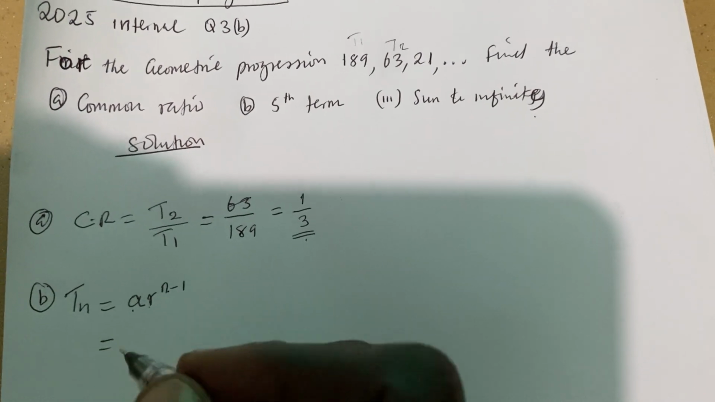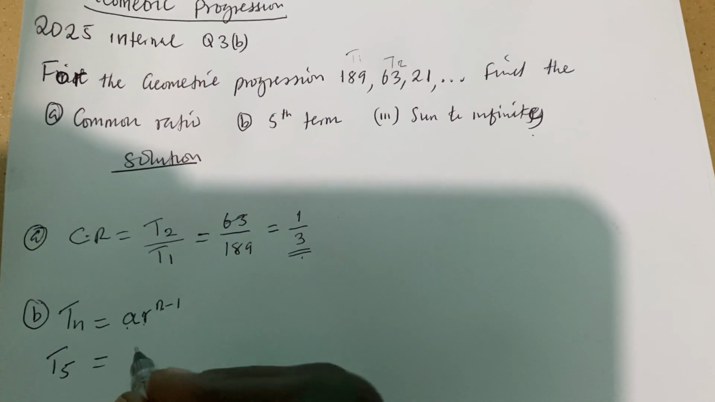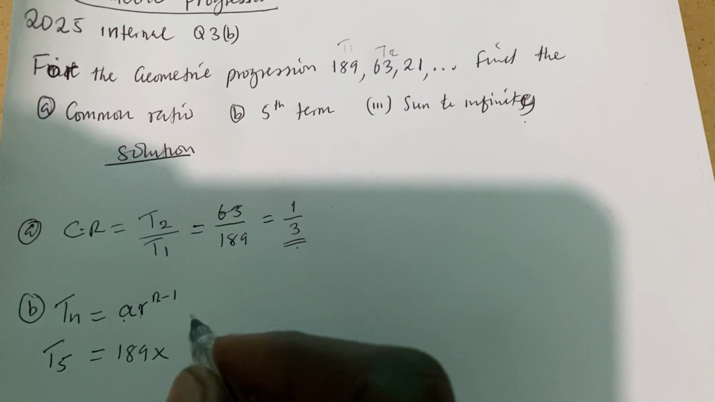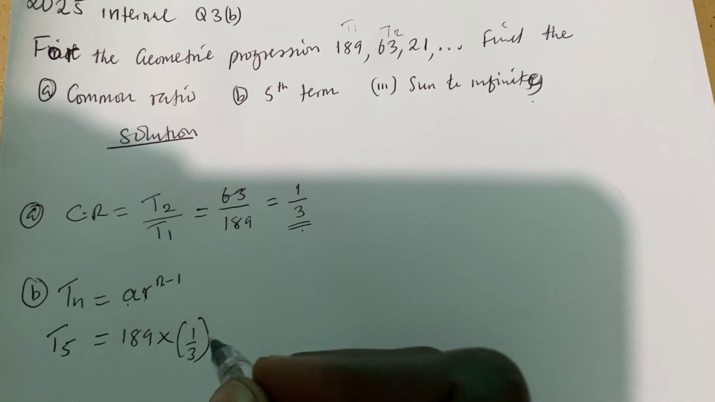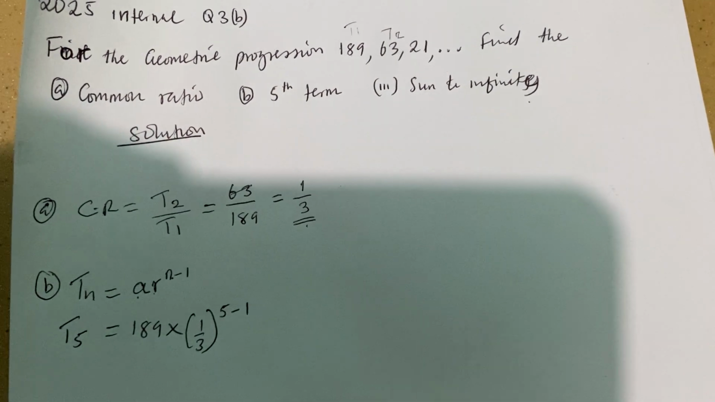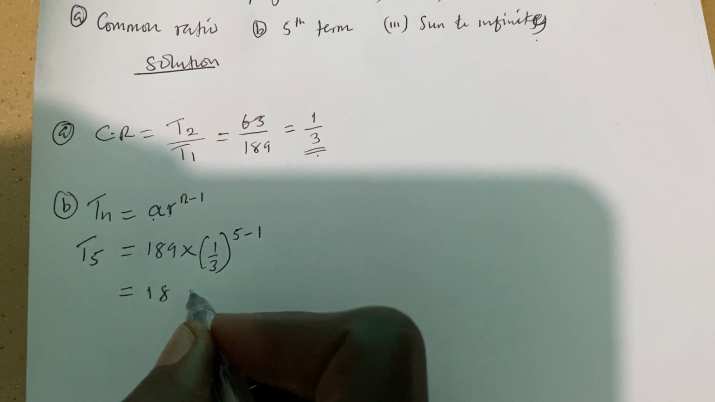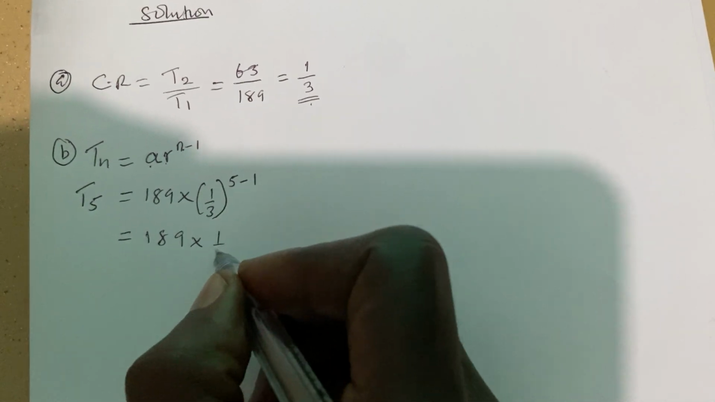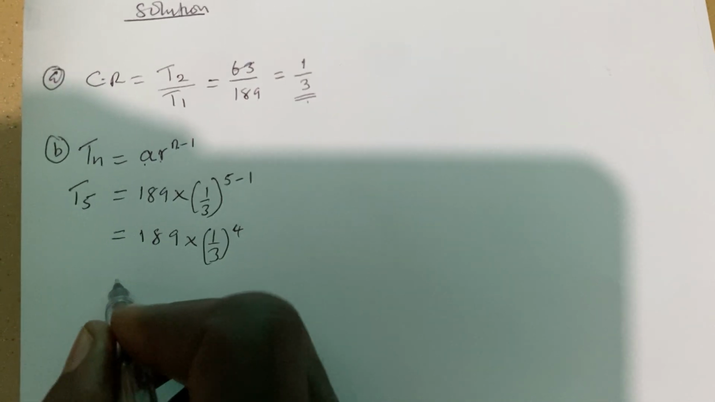So meaning, from here we can proceed to say term number 5 is equal to the first term that we had, 189. Then we multiply this one by the common ratio, which in this case is 1 over 3, to the power 5 minus 1. Then now we can say this is 189 times 1 over 3, 5 minus 1, that is 4. So we have 4 like that.